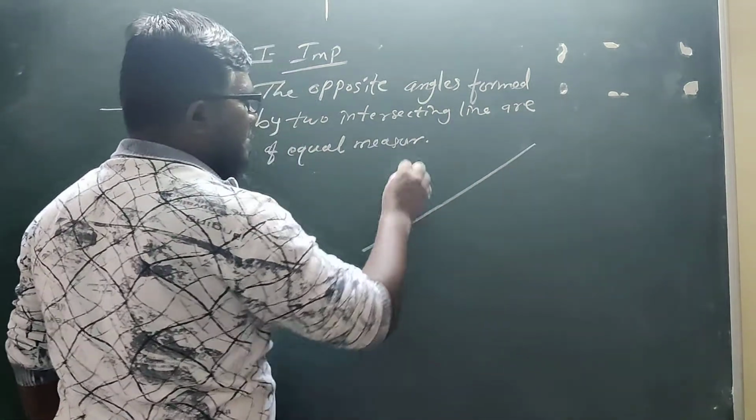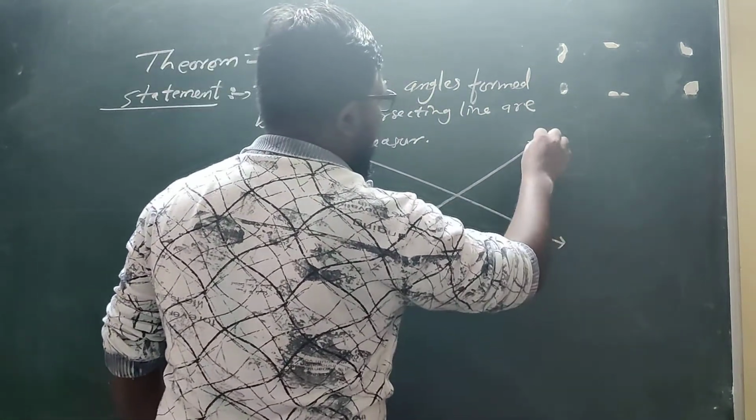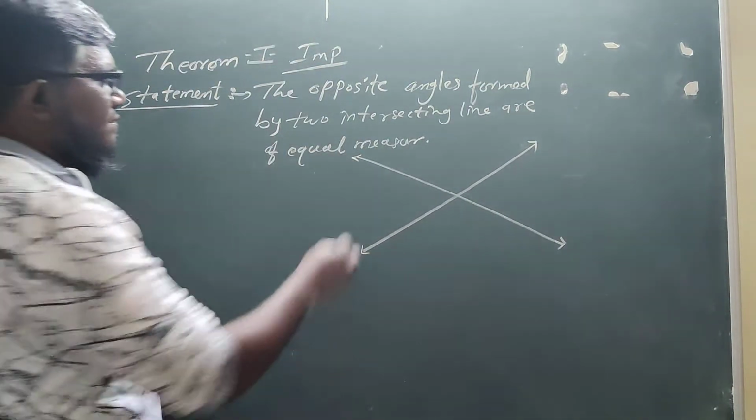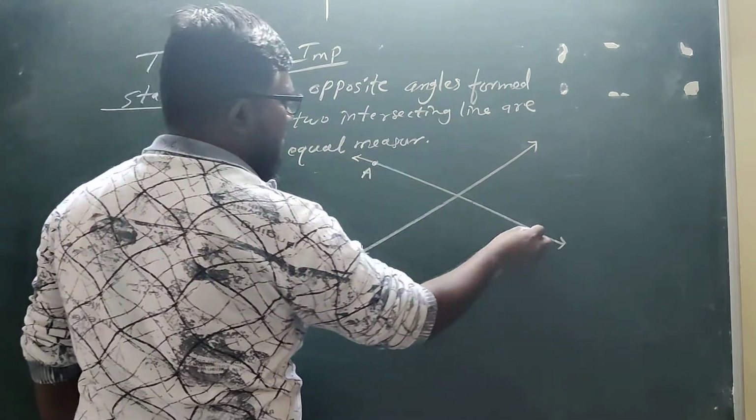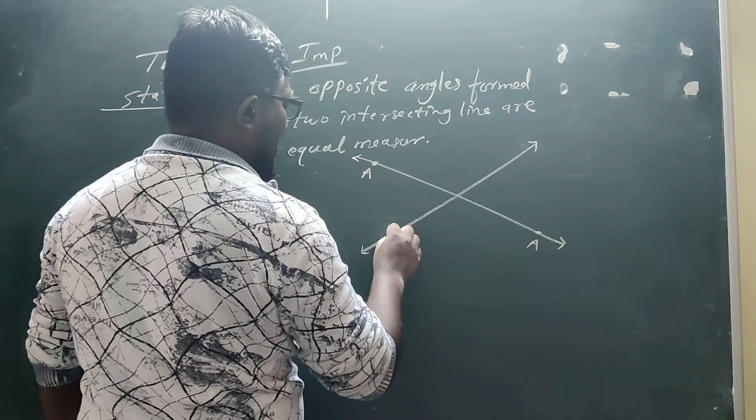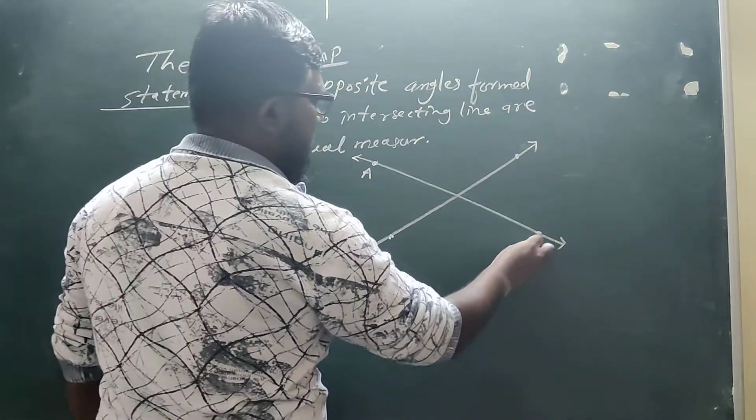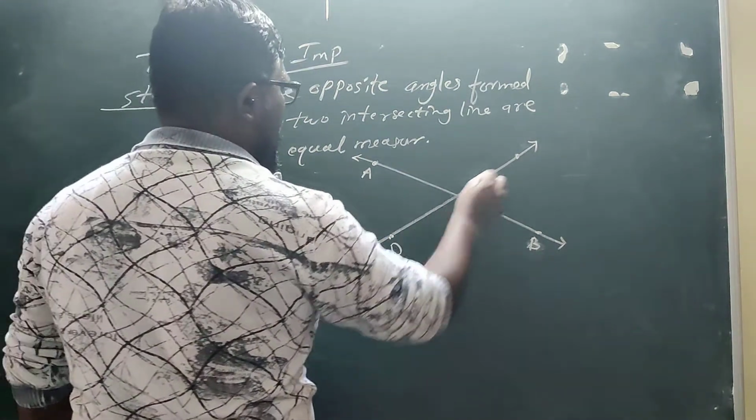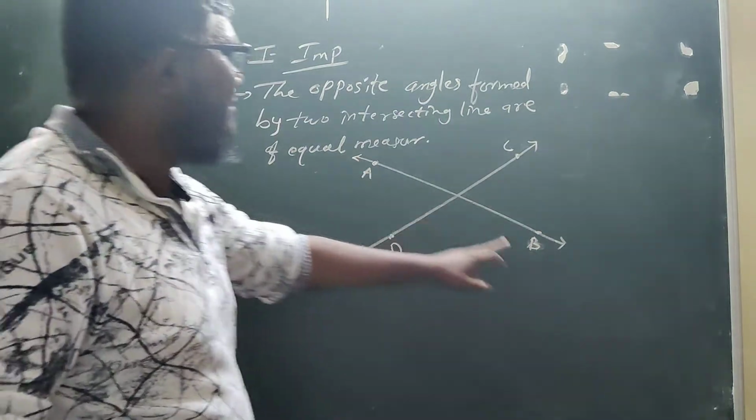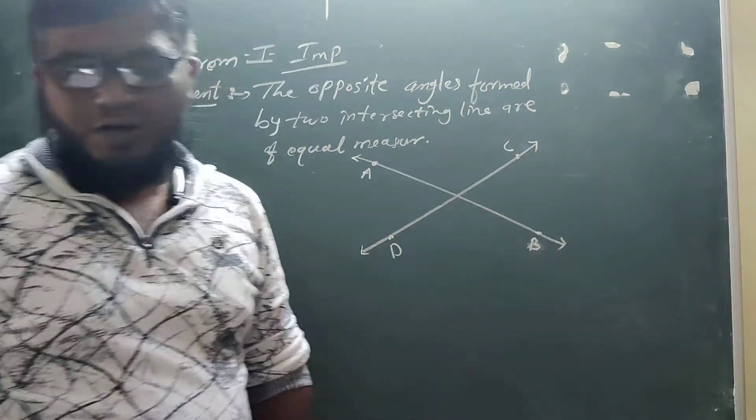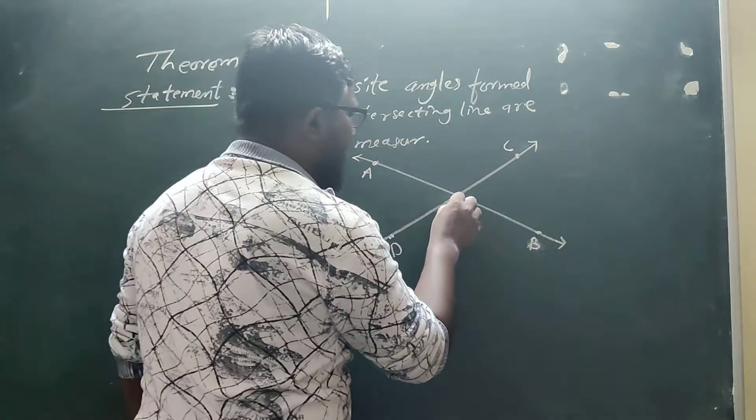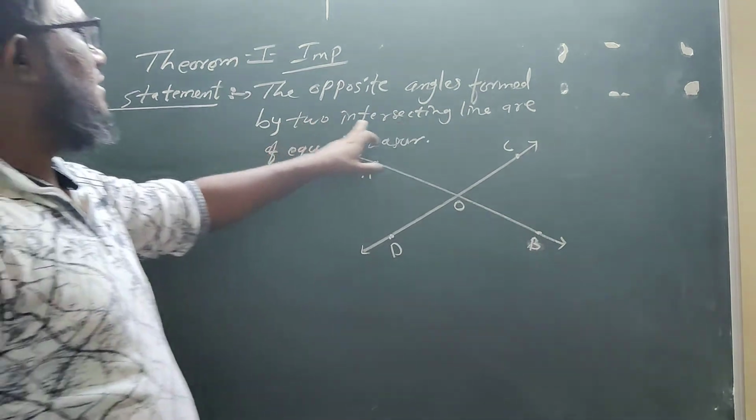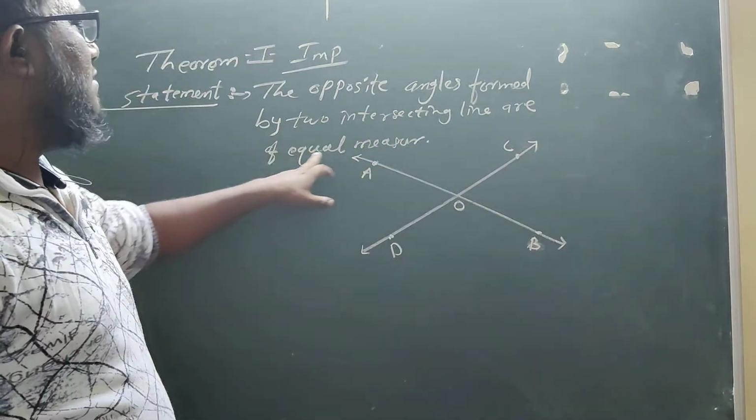Now we will draw two intersecting lines like this. These two lines are intersecting each other, and we have to name them. This is AB, and another is CD. These two lines are intersecting at this point. The point of intersection is named O. So we have to prove that the opposite angles are of equal measures.